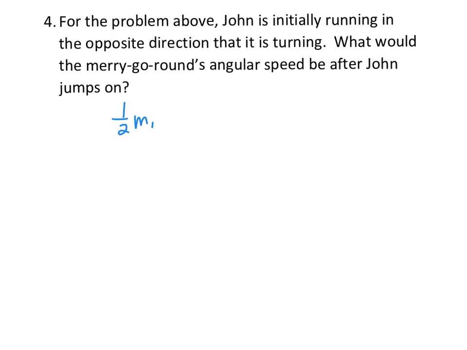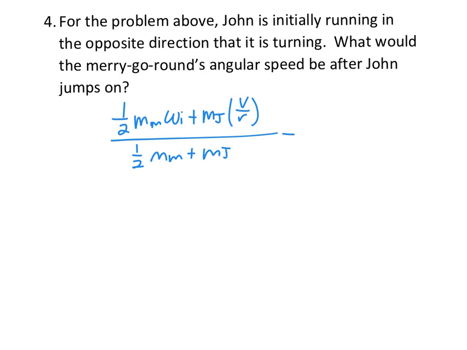But we know that 1/2 m1, so 1/2 mass of the merry-go-round times omega initial, plus mass of John times v over r, over 1/2 plus mj is going to get us omega final. The only difference here now is that I have to make either this or this negative because it's in the opposite direction. So I'm just going to make the v negative. So instead of a 5, he'll be a negative 5 meters per second.